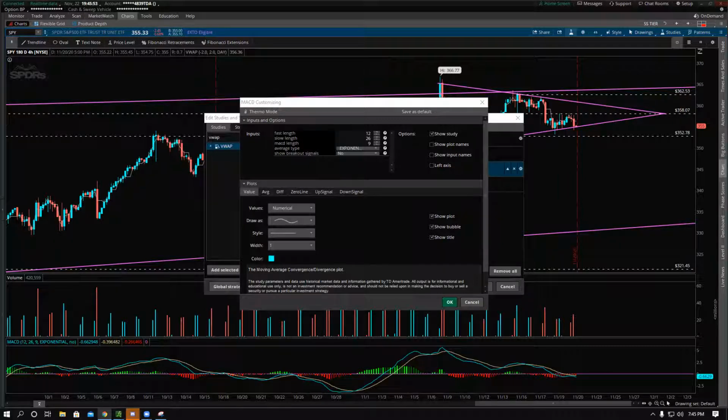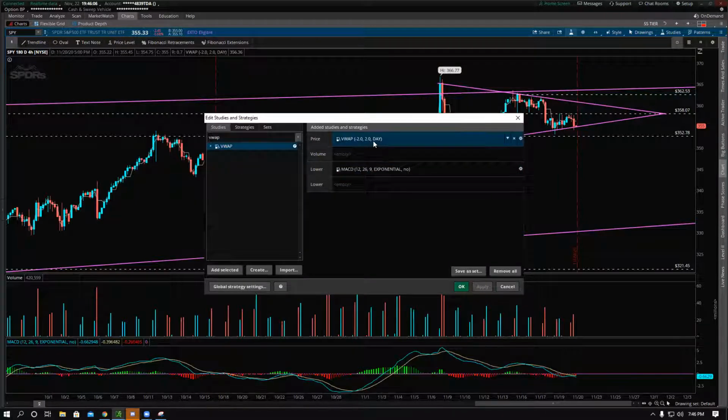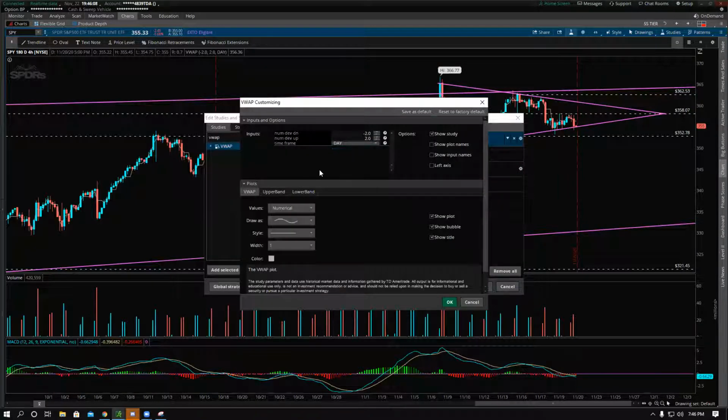We can briefly go over stochastic, money flow index, all that stuff you guys have probably never heard of. All right, let's do it. What do you want to start with, VWAP or MACD or stochastic?